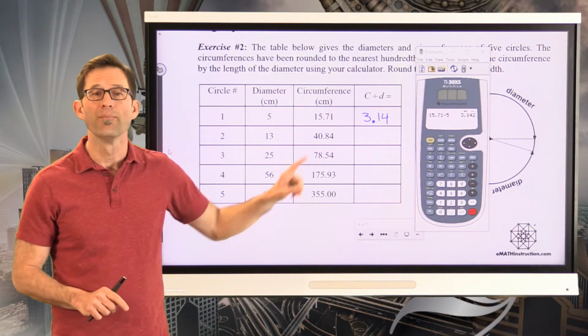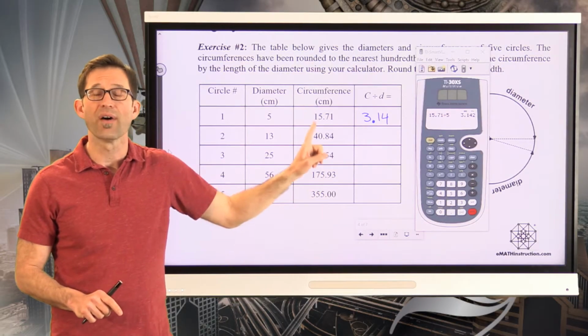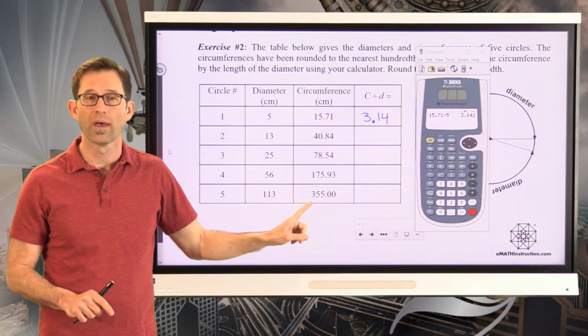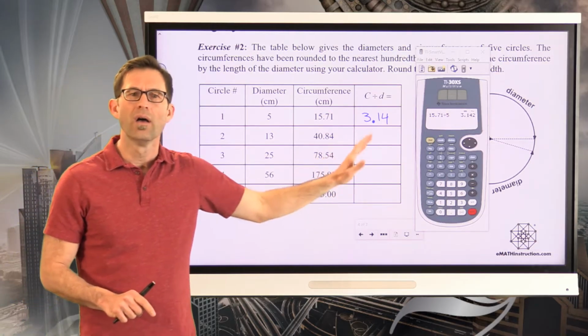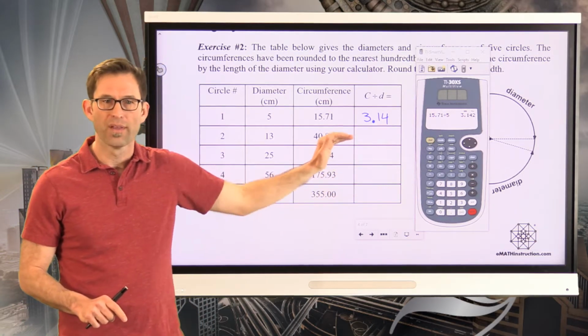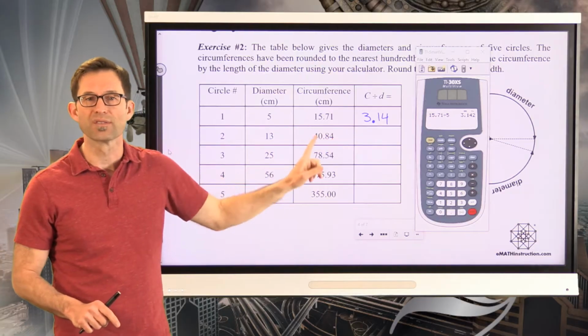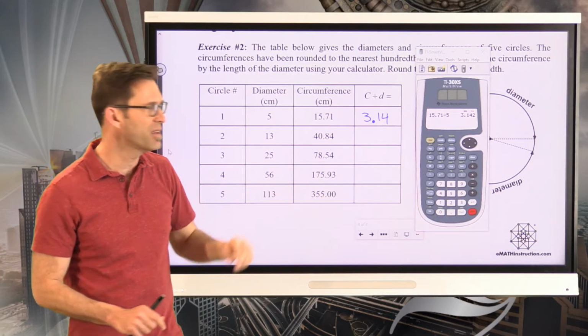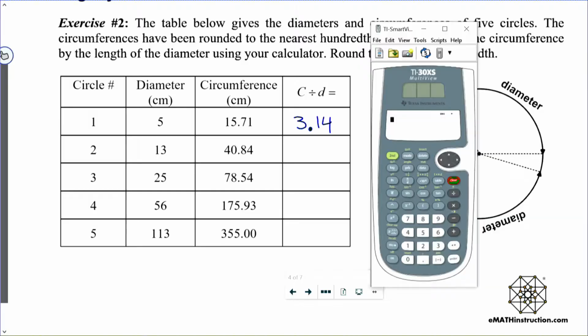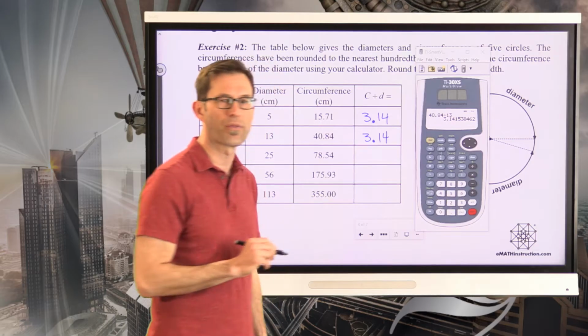Now, I want you to remember, all of these circumferences have actually already been rounded, okay? So there's a little bit of a rounding error that's introduced when we do this division because the circumferences are not exact. But let's do another one together. So we get 40.84 divided by 13, and that gives me, again, 3.14 when I round to the nearest hundredth.